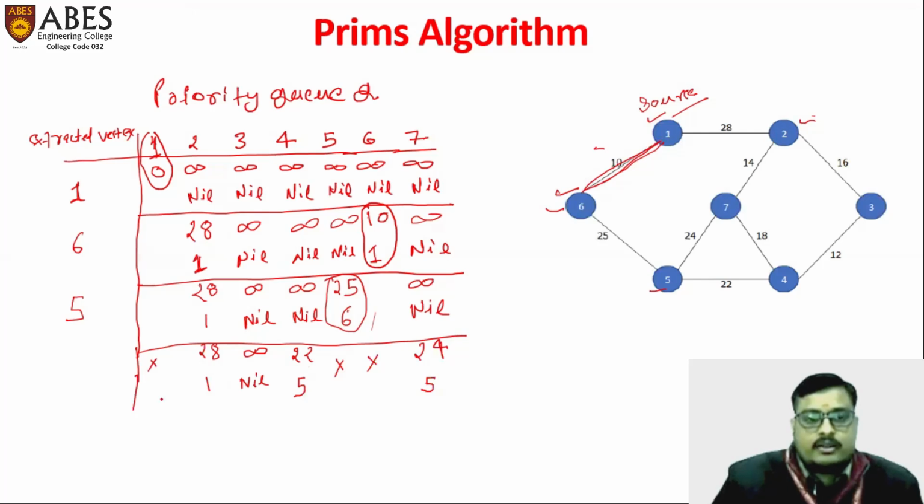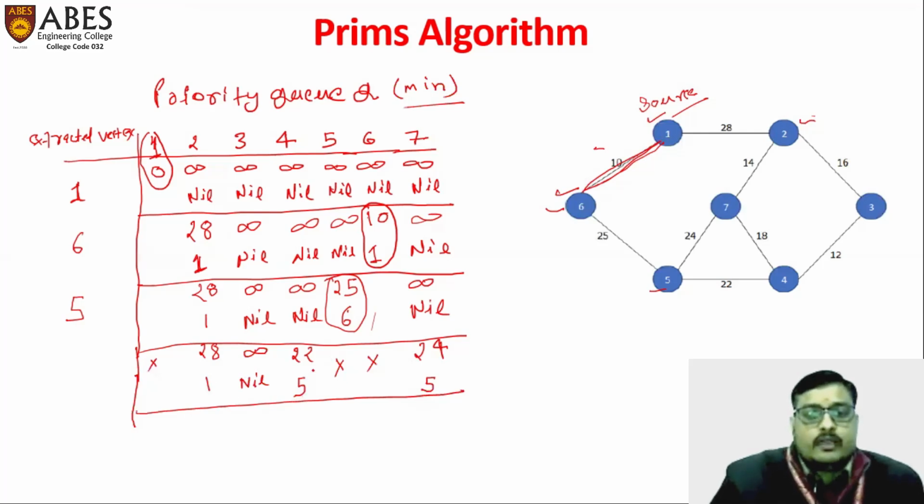Now again we will select the vertex with the minimum cost. Because here this priority queue is min priority queue. So always it will take the element with the minimum cost as a priority. So we can see here the vertices are having cost 28, infinity, 22, and 24. So minimum cost vertex is this 22, and vertex is 4. This is the vertex number. Corresponding to 4, we have 22 cost, and the source of this is 5. So we'll just remove this, and we'll put vertex 4 here.